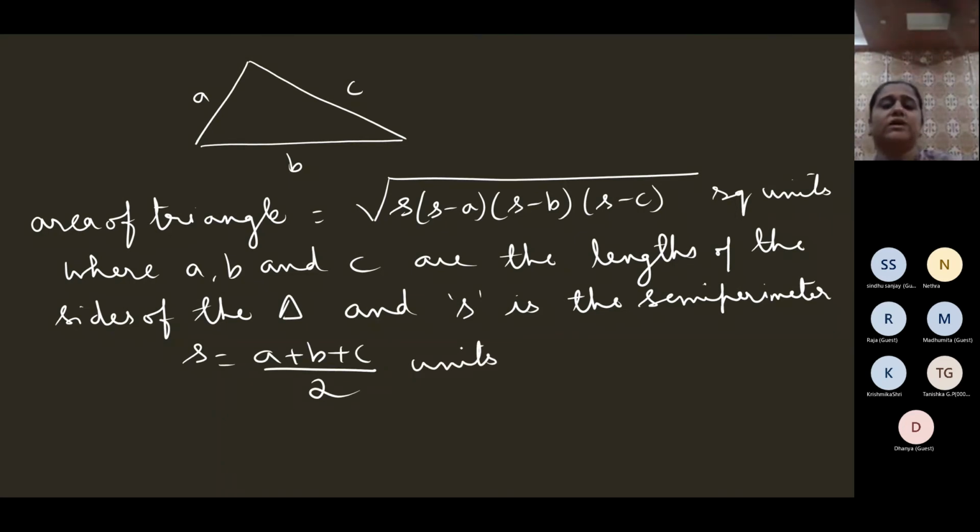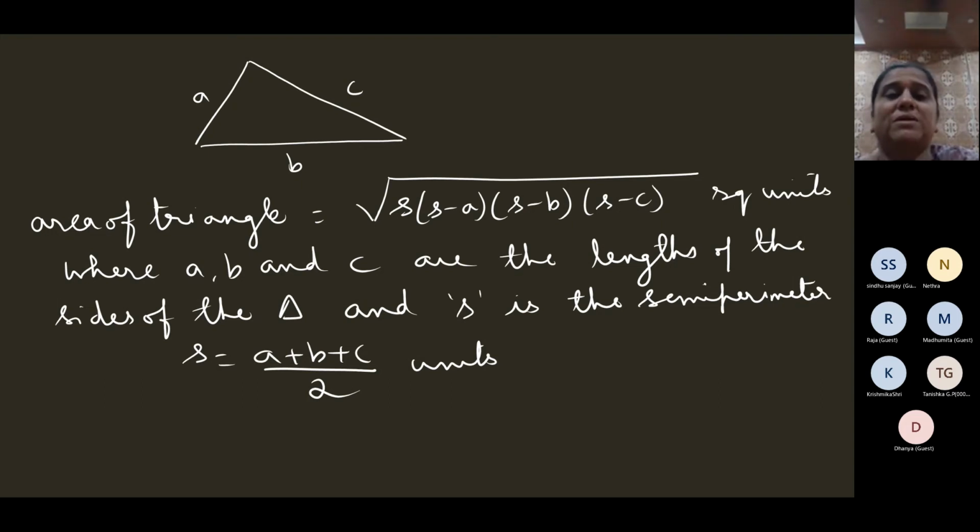So the formula to find the area of the triangle using Heron's formula is square root of s into s minus a into s minus b into s minus c square units, where a, b, c are the lengths of the three sides of the triangle, and s is the semi-perimeter. We've heard the term perimeter. Perimeter is the sum of the three sides of the triangle, a plus b plus c.